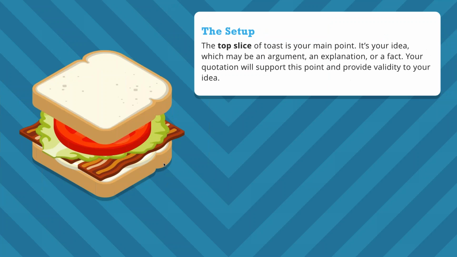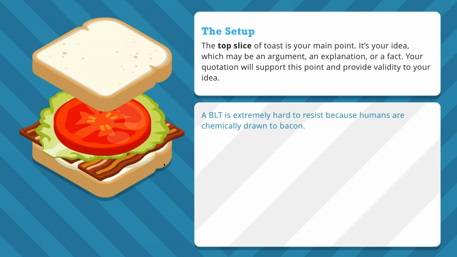In the quote sandwich, you start with basically your top slice of toast. This is your main point. Key words, your main point. The point that you, the essay writer, are trying to develop. It's your idea. It may be an argument or an explanation or a fact. The research you integrate into this paragraph is going to be used to support your idea or provide validity to your idea.